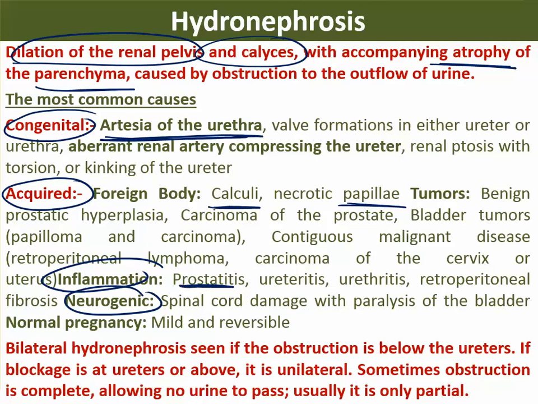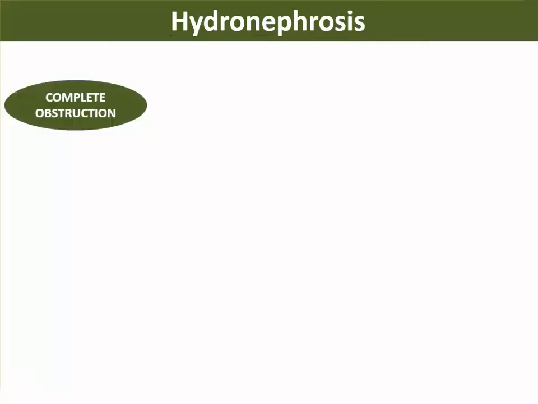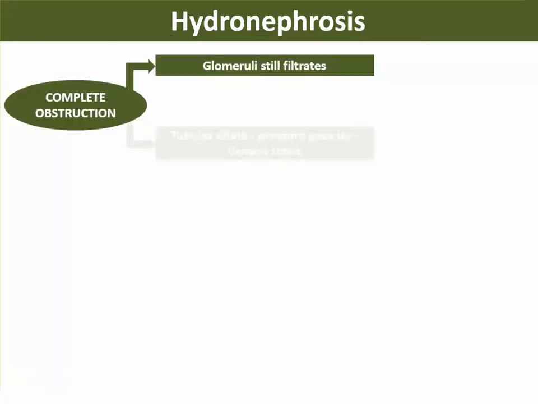This is what I explained at the start of the lecture: when bilateral hydronephrosis happens and when unilateral hydronephrosis happens. Remember the vesicoureteric junction. If the obstruction is at the level of the vesicoureteric junction or below it, it will be bilateral hydronephrosis. If it is happening above, it will be unilateral hydronephrosis. Now this is very important of all the slides.